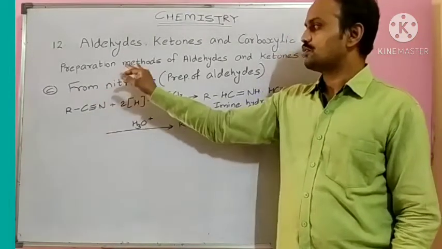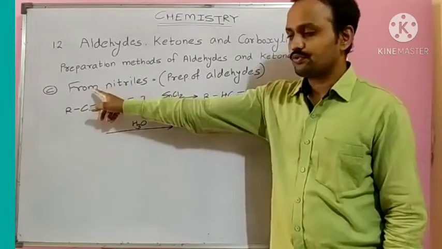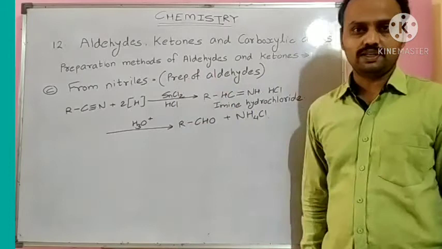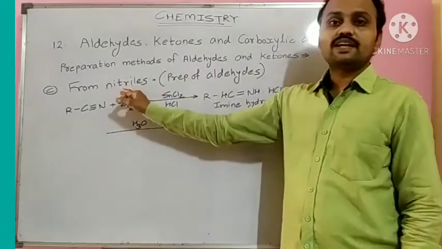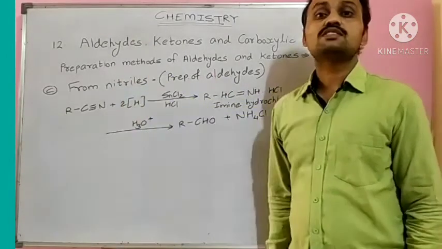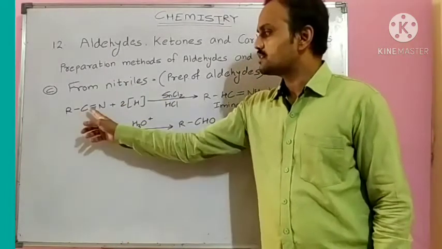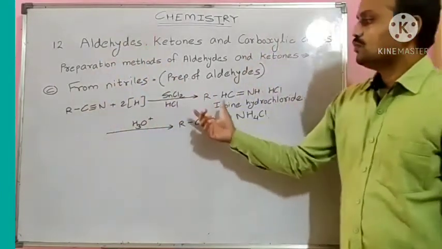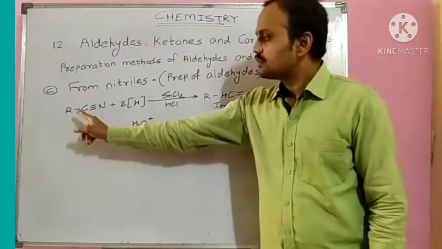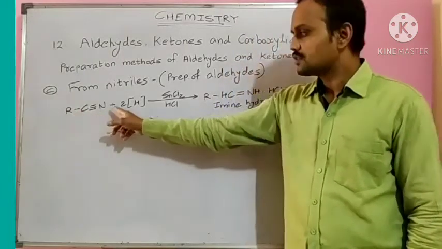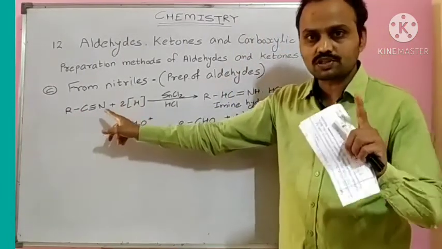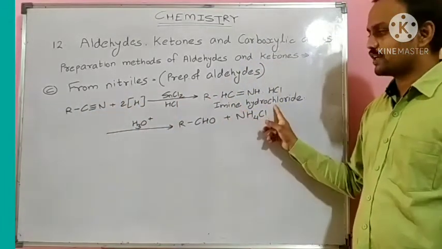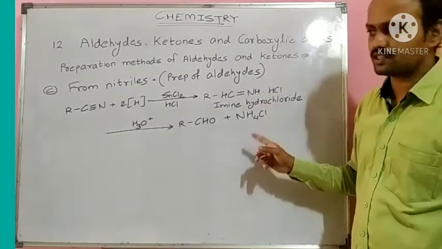The third method of preparation of aldehydes and ketones is from nitriles. First we will see preparation of aldehydes. Nitriles we also call cyanides. R C triple bond N is the functional group of nitrile. What is the general reaction for it? Nitriles are reduced. Please see carefully, students. Nitriles are reduced to imine hydrochloride. It is the intermediate for this reaction.